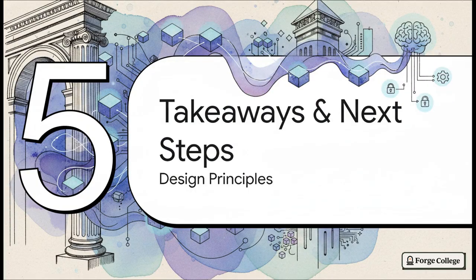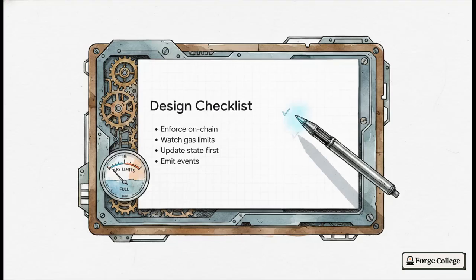Let's head into Section 5, Key Takeaways and Next Steps. Consider this your ultimate Web3 design checklist. First up, enforce your invariants trustlessly via on-chain code. If it has to be guaranteed, put it on-chain. Second, design efficiently for gas and resource metering. Don't write bloated code or it'll cost a fortune to run.